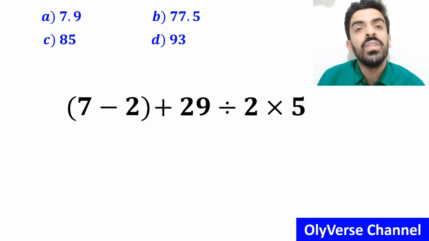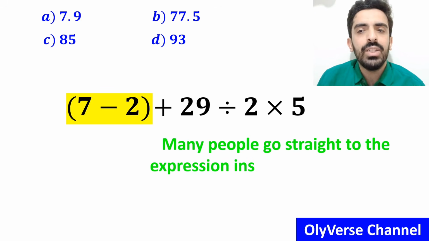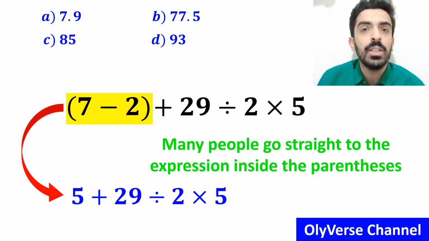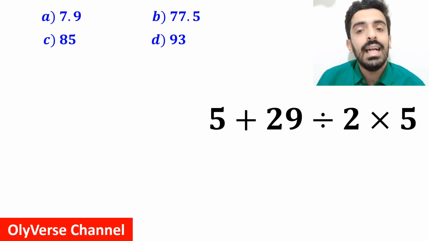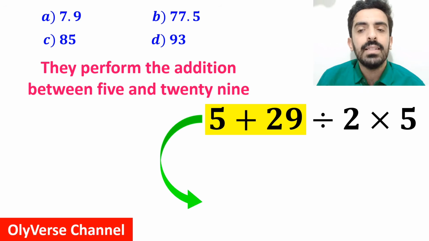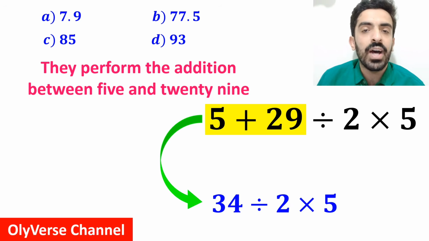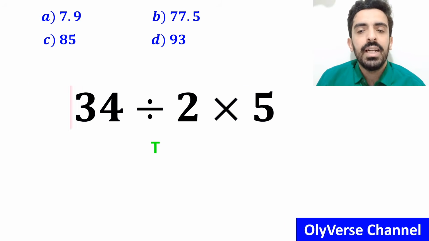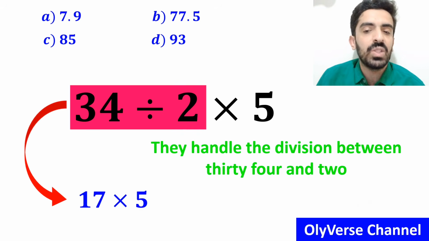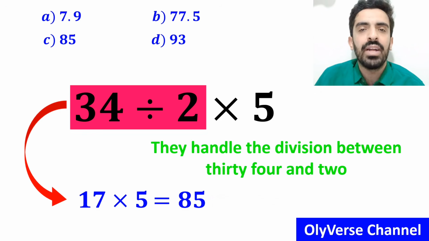In the first step of solving this question, many people go straight to the expression inside the parentheses and simplify the whole expression to 5 plus 29 divided by 2 multiplied by 5. In the next step, they perform the addition between 5 and 29 and simplify this expression to 34 divided by 2 multiplied by 5. And in the final step, they handle the division between 34 and 2 and write this expression as 17 multiplied by 5, which eventually gives them the answer 85.